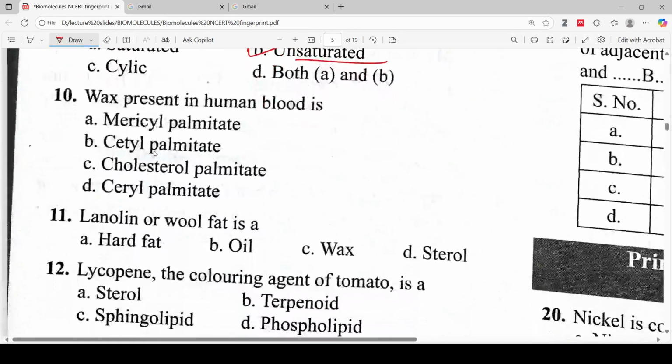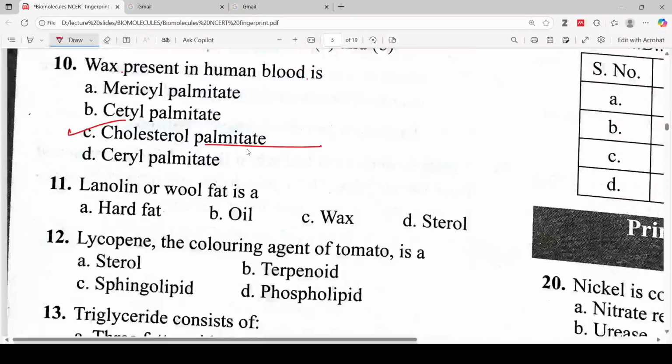Wax present in human blood is myricyl palmitate, cetyl palmitate, cholesterol palmitate and ceryl palmitate. So for this question the correct answer is option C. Cholesterol palmitate is present in the human blood, it is found in human blood.